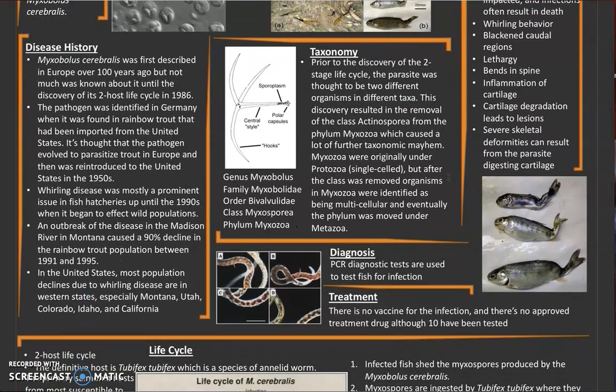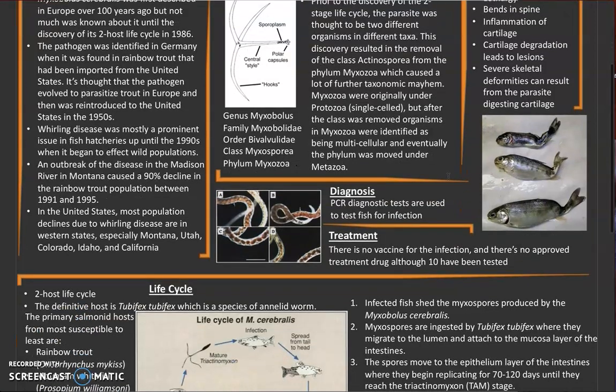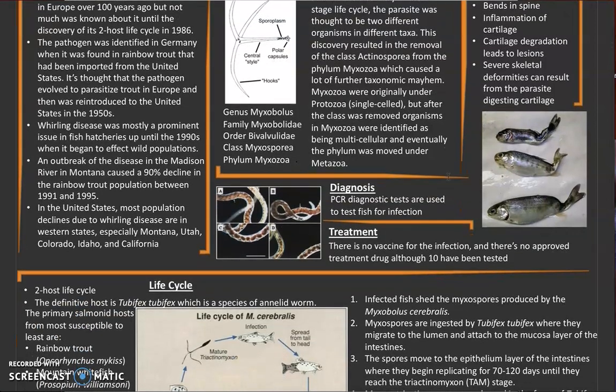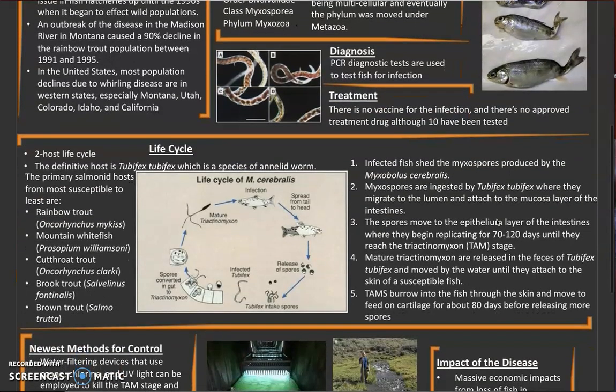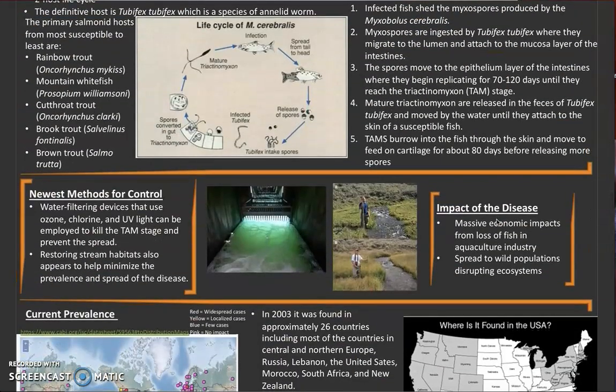So they can diagnose whirling disease with PCR diagnostic tests, or they can dissect the fish and identify the spores of the parasite. And as of right now, there's no vaccine for the infection, and there's no approved treatment drug, although about 10 have been tested, and 3 of them were shown to have some positive influence on the spread, or inhibiting the spread.